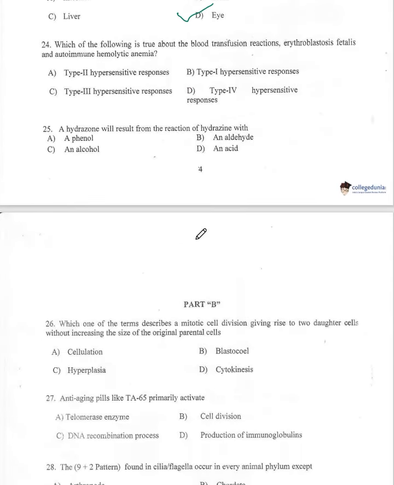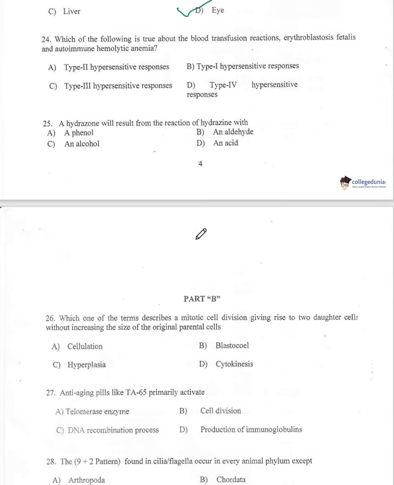Question number 24. Which of the following is true about the blood transfusion reactions, erythroblastosis fetalis and autoimmune hemolytic anemia? The A is type 2 hypersensitive response, B type 1 hypersensitive response, C type 3 hypersensitive response, and D is type 4 hypersensitive response. These are the type 2 hypersensitivity. So here the option A is correct.